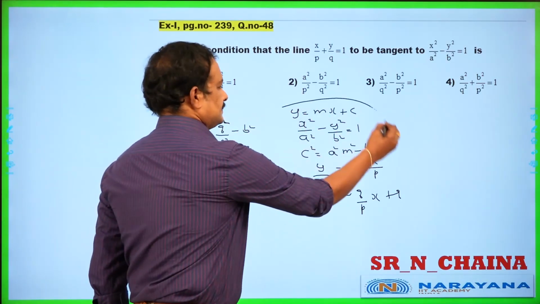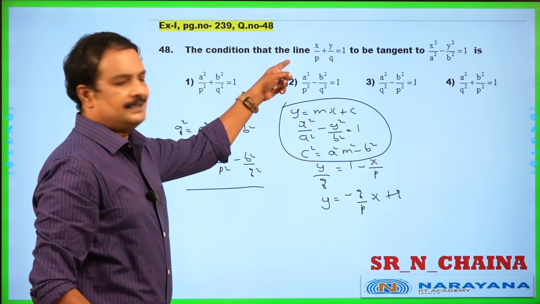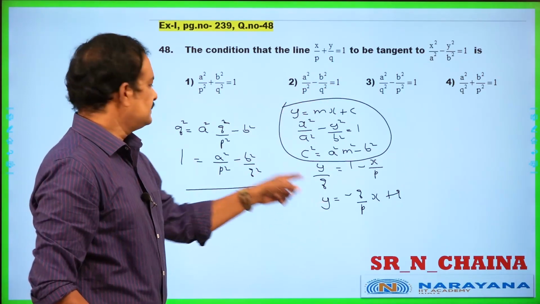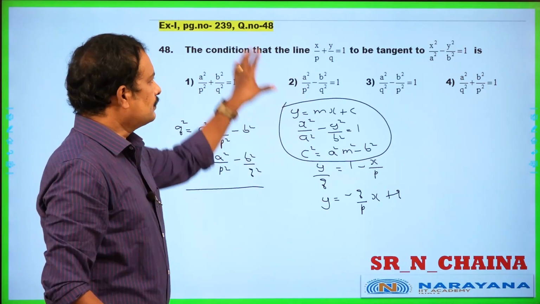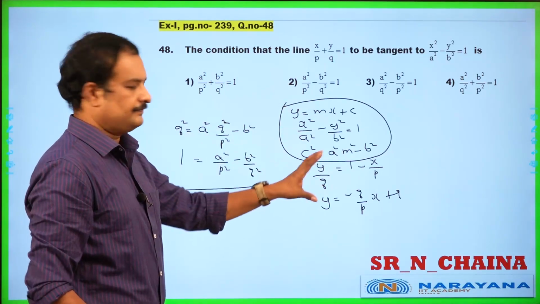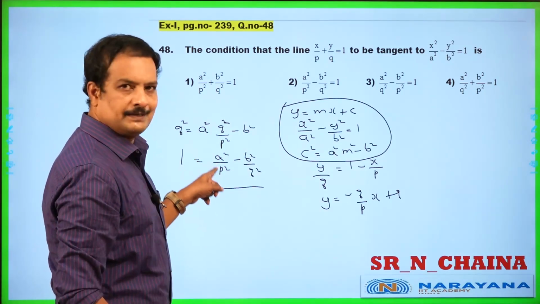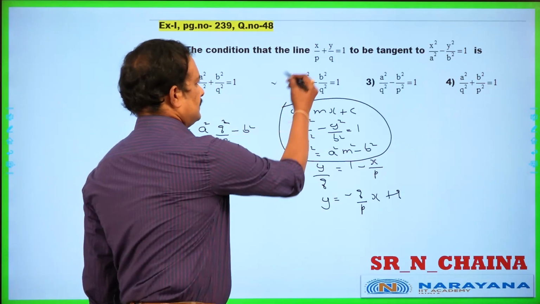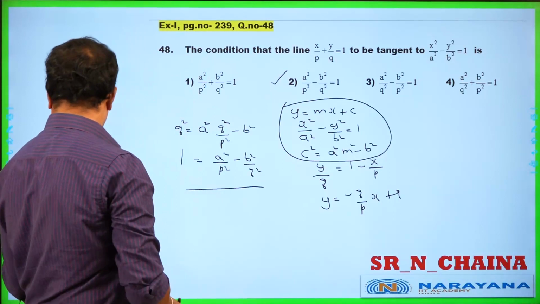So using this formula, we have simplified this one. This line is a tangent to that one means, and obviously the condition to be satisfied is c square equal to a square m square minus b square. So here we have converted the given line into that form, and after that condition of tangency we have applied. So very clearly a square by the p square minus b square by the q square equal to 1 means this is the answer for this one. Okay. Now let's go for the next question.